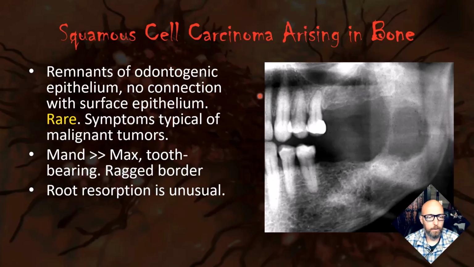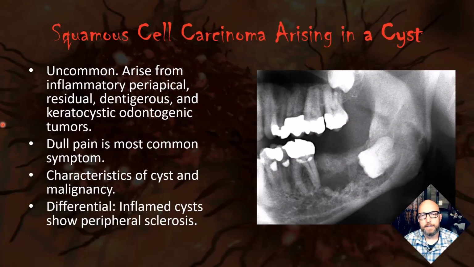But other than arising from within the bone, everything else is the same as what we just talked about with squamous cell carcinoma: more common in the mandible than the maxilla, tooth-bearing regions, ragged borders. This looks somewhat smooth and round and well-defined, but if you look closely, it has little ragged moth-eaten borders. And so that's a bad sign. In rare cases, squamous cell carcinoma can arise within a cyst. This is really rare. Patients have got to hit the unlucky lottery to get something like this. But cysts have epithelial cells. They can degenerate into a malignancy.